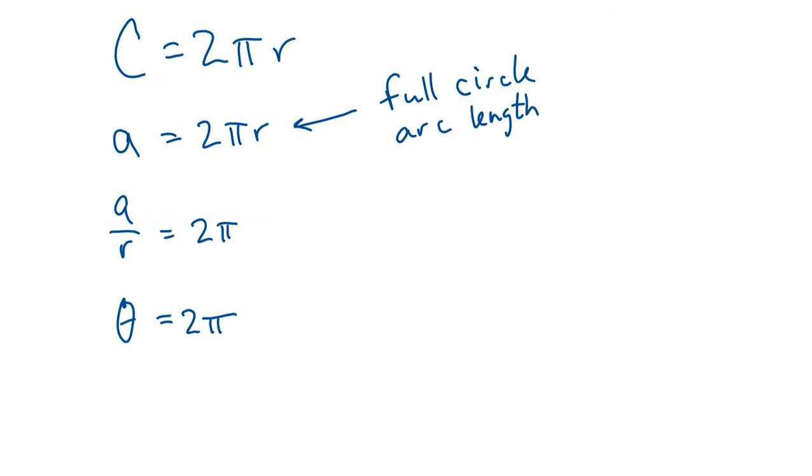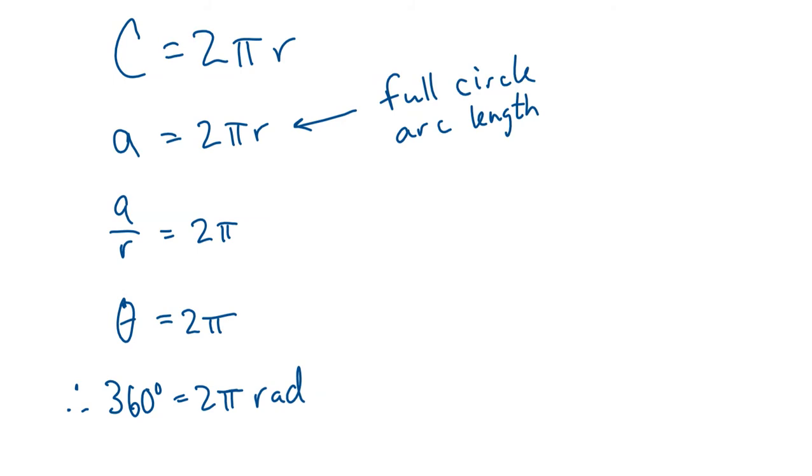What is pi? 3.14159 and so on and so forth. So 2 times that number, which obviously is irrational, it goes on forever and never repeats, right? We all know that. But 2 times that number is the number of radians in a circle. So therefore, 360 degrees is equal to 2 pi radians.